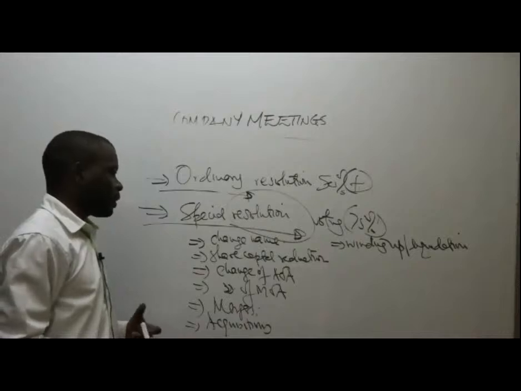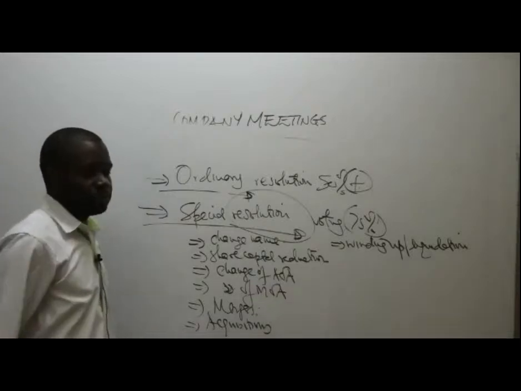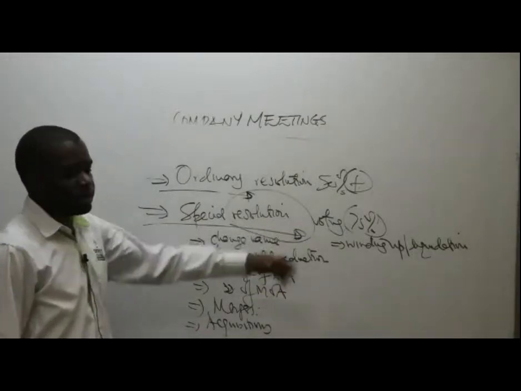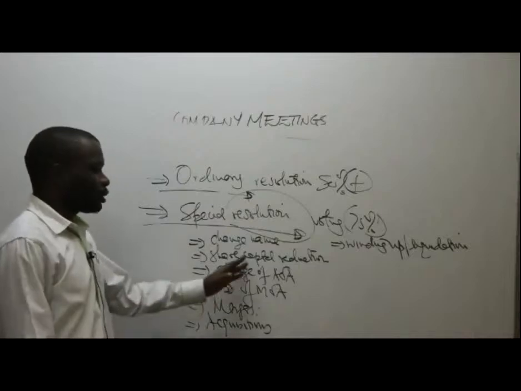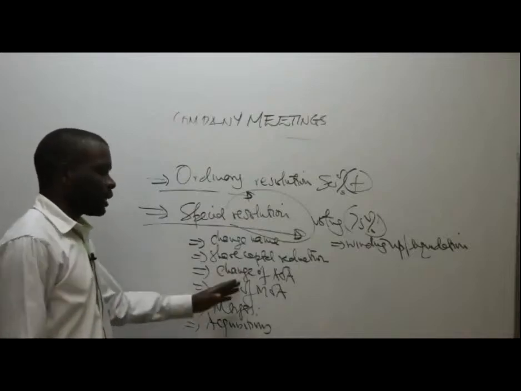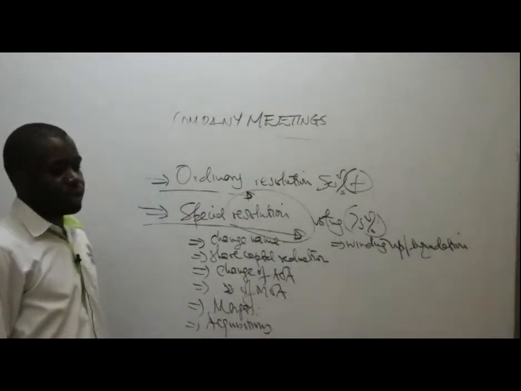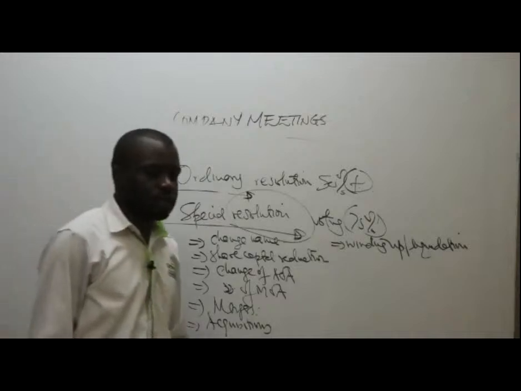So these are some of the matters that require what we call a special resolution. Change of name will require at least 75% of the members to approve. Share capital reduction, at least 75% of the members should be able to approve. Change of articles of association. When I mention articles at this point, you should understand what an articles of association is.